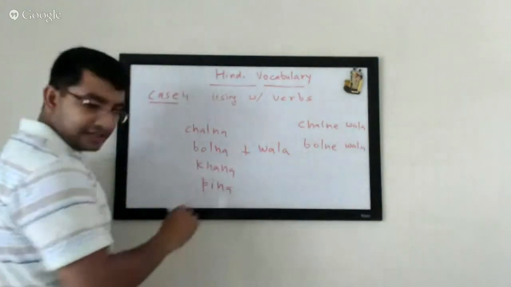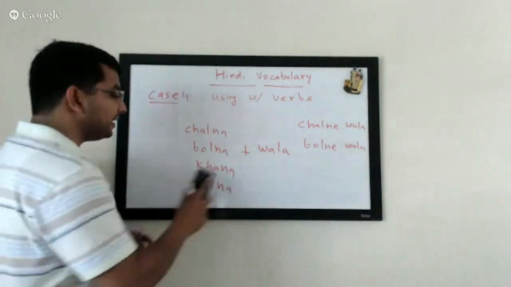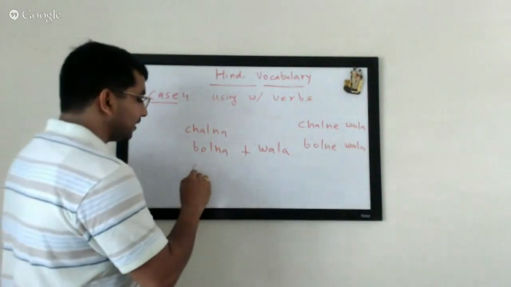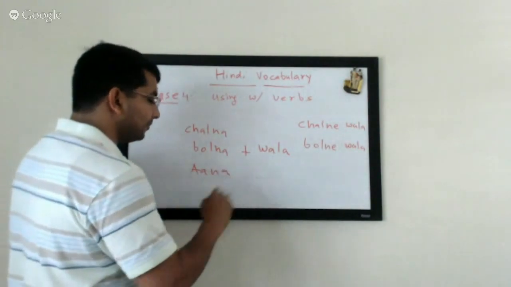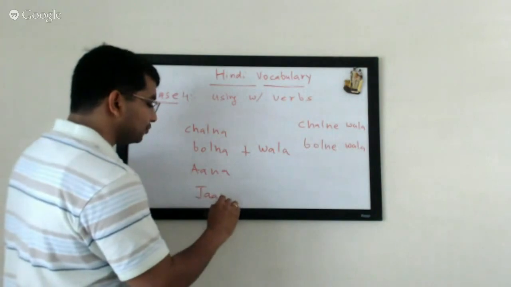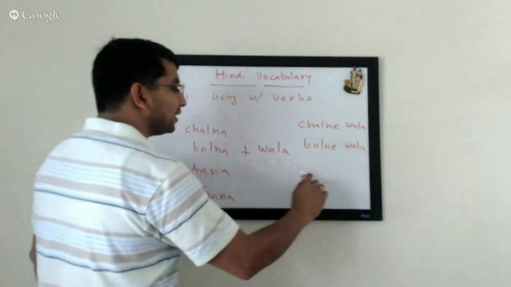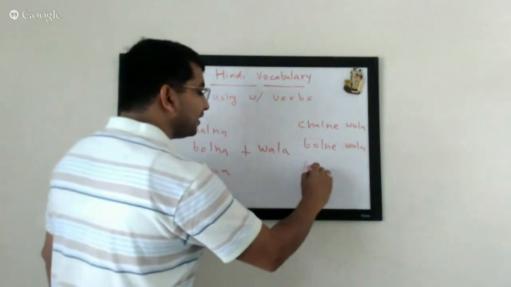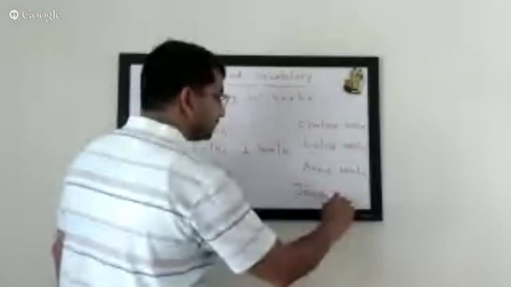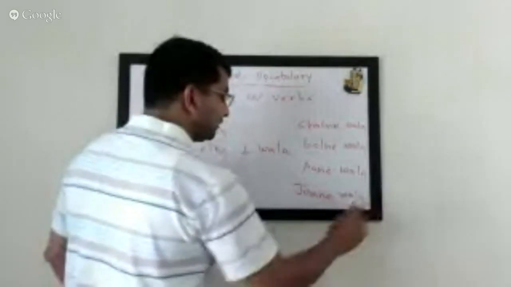Let's say instead of khana, I had ana or jana. Right? Ana is to come, and jana is to go. And when you have ana plus wala, it's ane wala, right? And jana plus wala, jane wala. So let me give you an example.